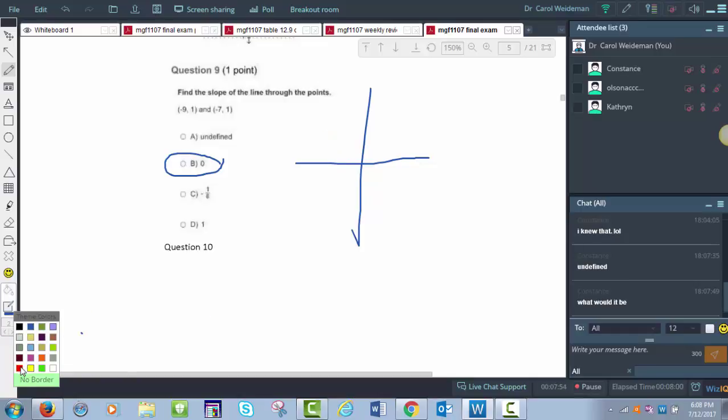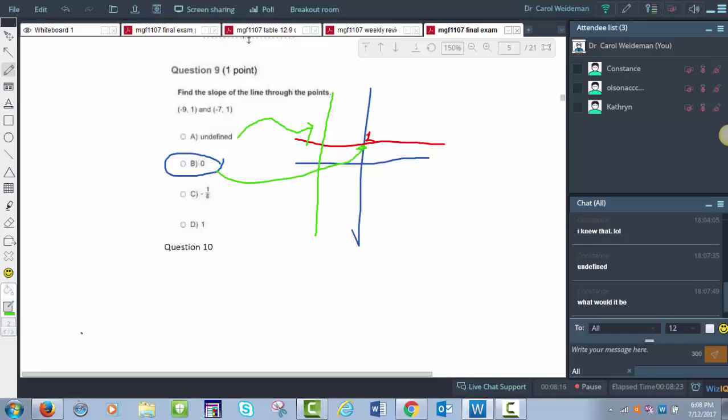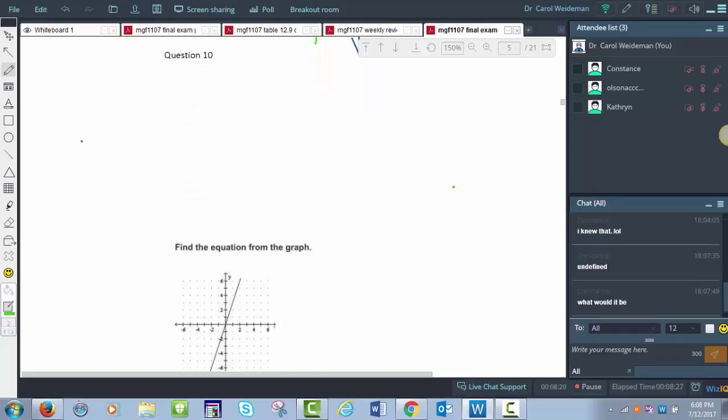So y equals 1 would be somewhere here, like that. Okay, so that would be slope equals 0, horizontal line. If the line is vertical, like the one we just did before, this is undefined. So let me draw a line. This is undefined. This is slope equals 0. Good review question.